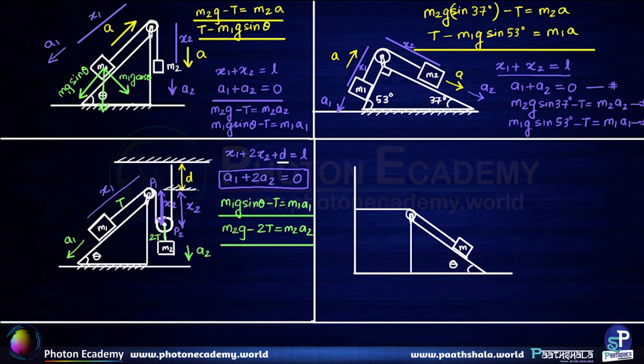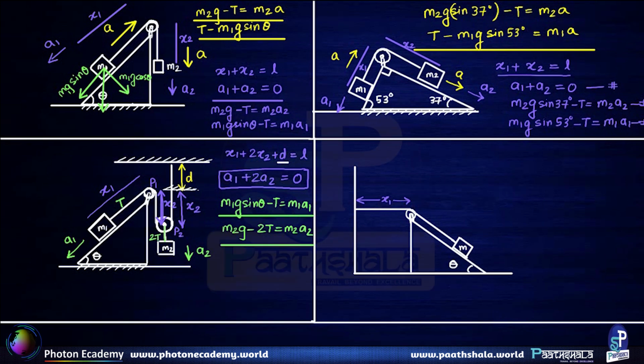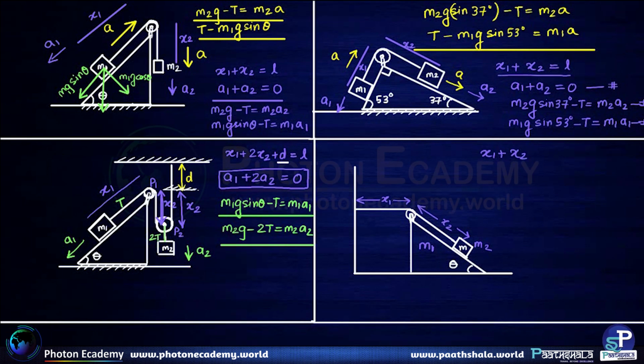Now, in the next diagram, we would like to employ the method of constrained motion, and we would say that this length is x1. Mind you, in this particular diagram, let us say this is mass m1 and this mass I am labeling as mass m2. So this slant length is x2. So the length of the string happens to be x1 plus x2. This is equal to the length of the string. Alright.